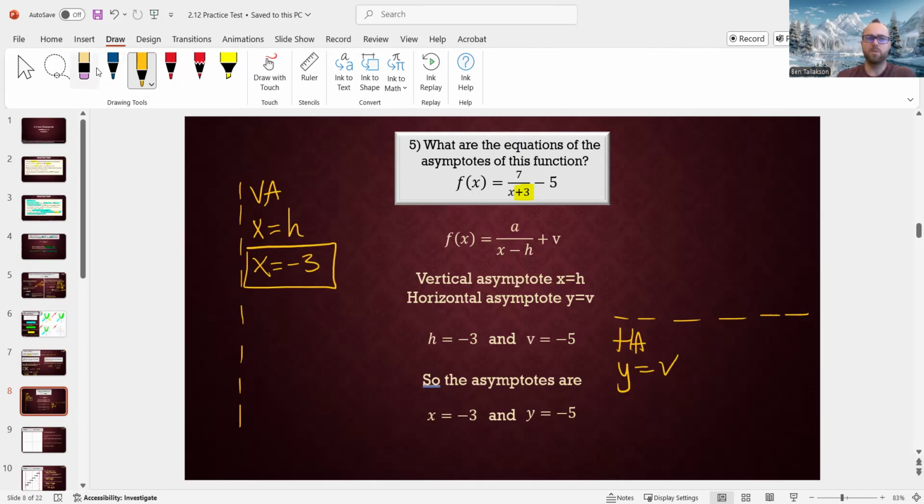And the horizontal, well, that goes with elevator v. So -5 doesn't get much simpler than that. V is -5, so the equation of the line is y equals -5. That's our horizontal asymptote.